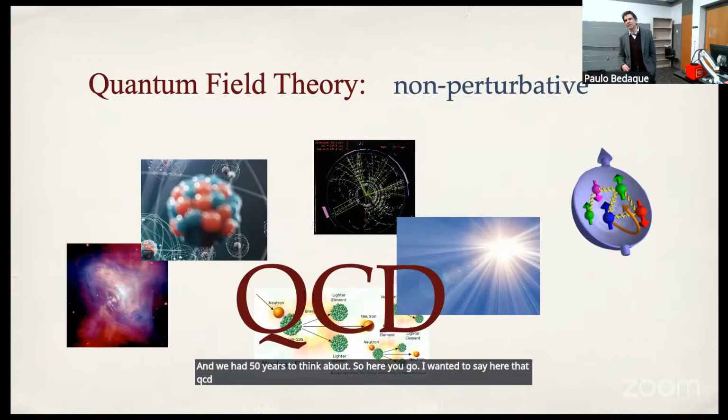that happens to be my field, would benefit enormously from having a non-perturbative method to solve it.